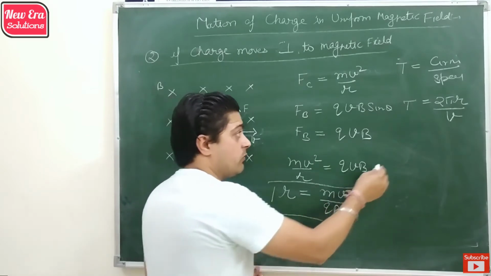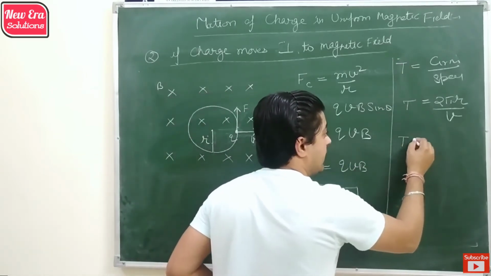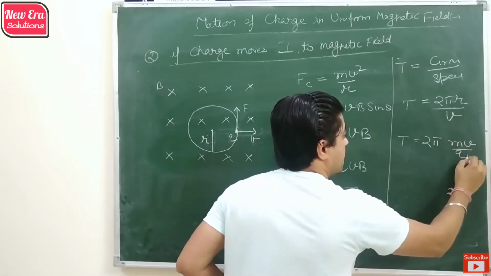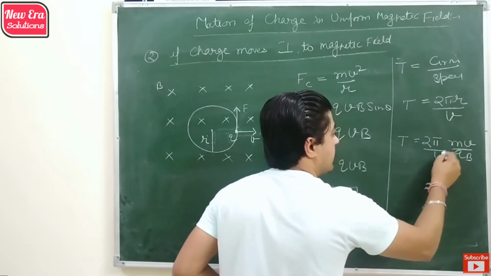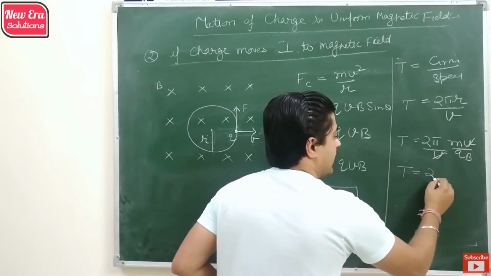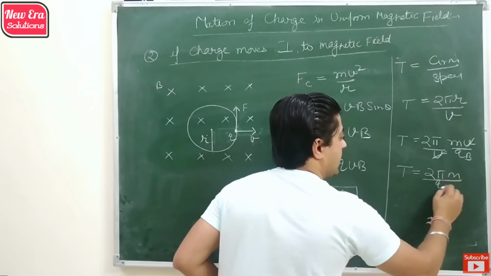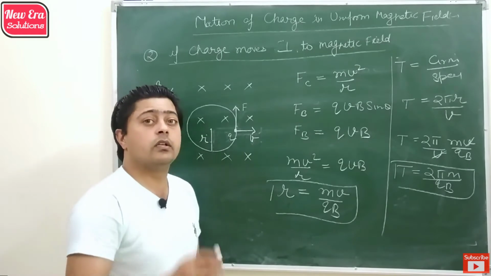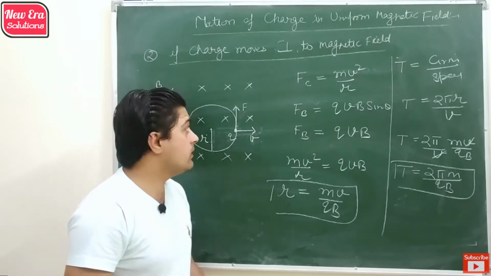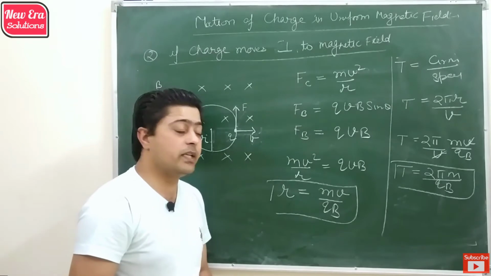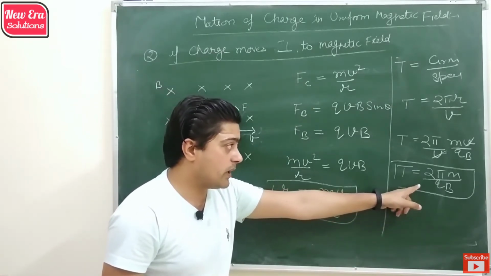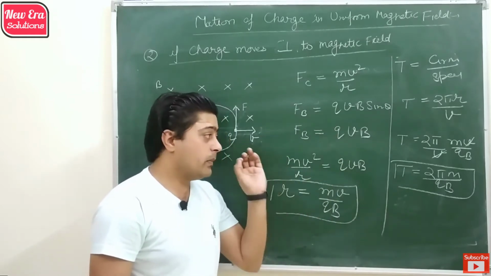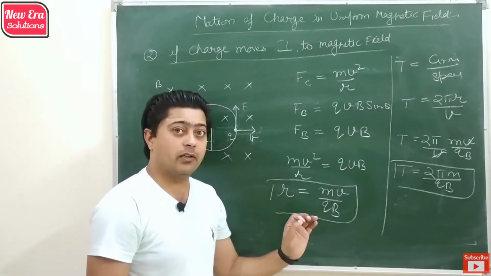When we put the value of r in that expression, we get 2 pi mv by qB divided by v. So v is cancelled out, and the time period is 2 pi m by qB. This is the time taken by the charge to complete one circle in a uniform magnetic field. We see it does not depend on the speed of the charge; it depends only on the mass, the magnitude of charge, and the magnitude of the magnetic field.